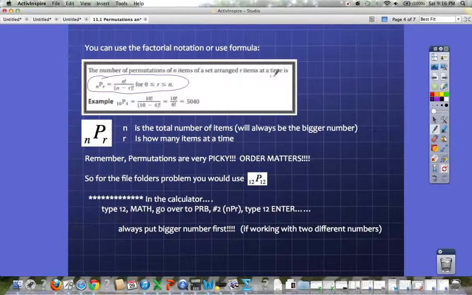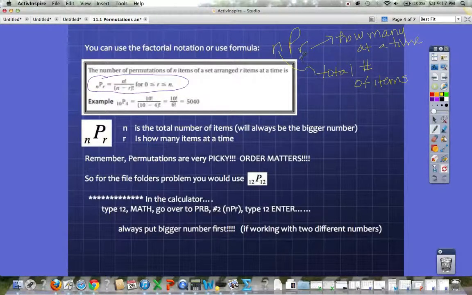Okay, this N, where we have N and then a big P and then an R. This N is for the total number of items. Again, that's what the N is. And the R is for how many at a time. Okay, how many at a time. All right, so N is for the total number, and it will always be the biggest number of the two.